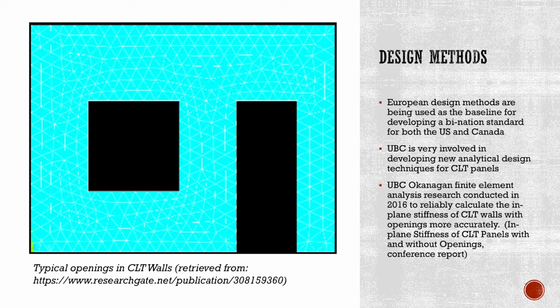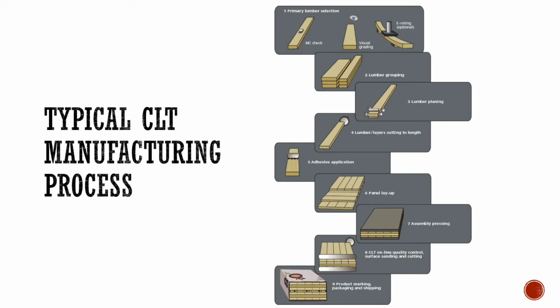One such method was developed at UBCO Civil using finite element analysis (FEA) on CLT panels to create a way to reliably calculate the in-plane stiffness of CLT walls with openings more accurately. All CLT manufacturers roughly follow the same general fabrication steps: detailed design, lumber selection, lumber planing and trimming, application of adhesive, panel layup, pressing, surfacing, cut to size, and finishing.